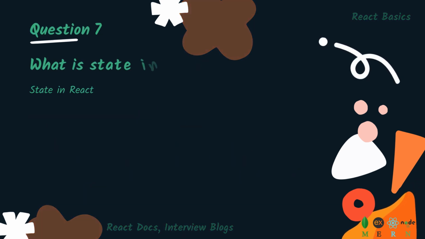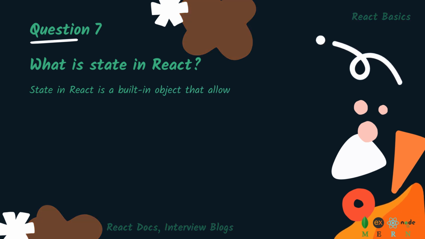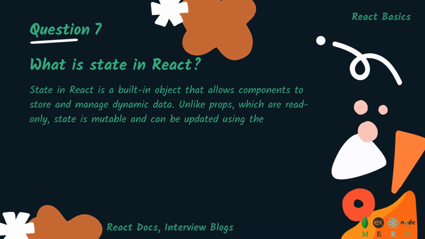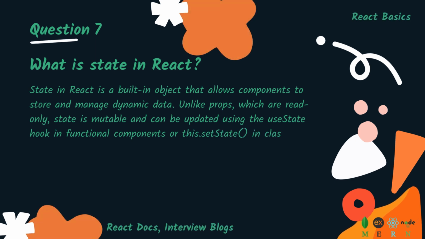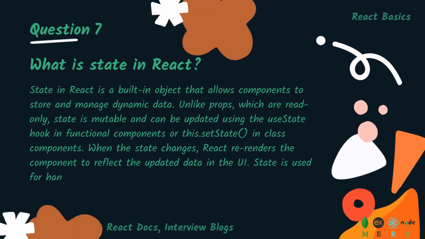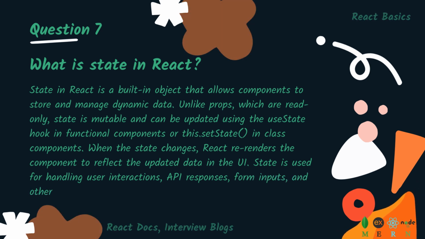What is state in React? State in React is a built-in object that allows components to store and manage dynamic data. Unlike props, which are read-only, state is mutable and can be updated using the useState hook in functional components or this.setState in class components. When the state changes, React re-renders the component to reflect the updated data in the UI. State is used for handling user interactions, API responses, form inputs, and other dynamic behavior within a component.